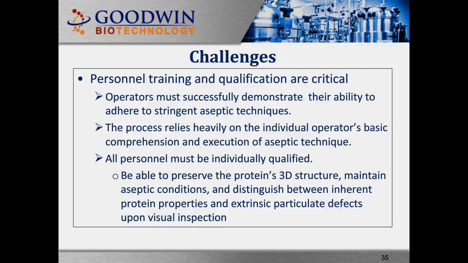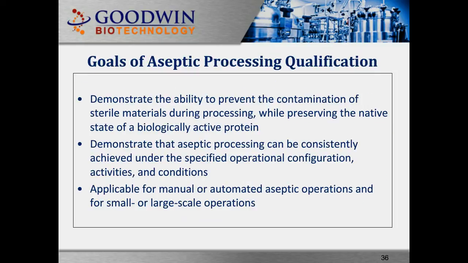Let's go over the goals of aseptic processing. Demonstrate the ability to prevent contamination of sterile materials during processing while preserving the native state of biologically active protein. Demonstrate that aseptic processing can be consistently achieved under the specified operational configuration, activities, and conditions. These goals are applicable to both manual and automated aseptic operations, whether the fill size is small or large scale.